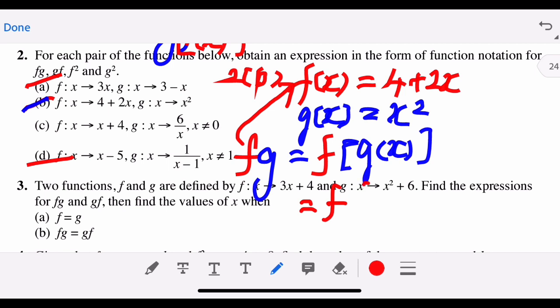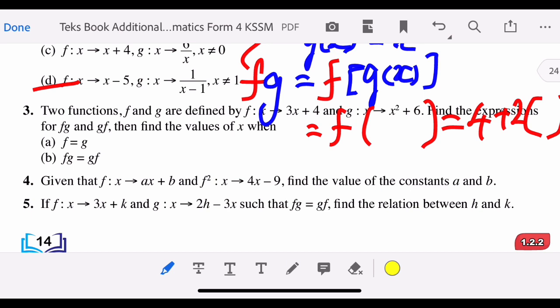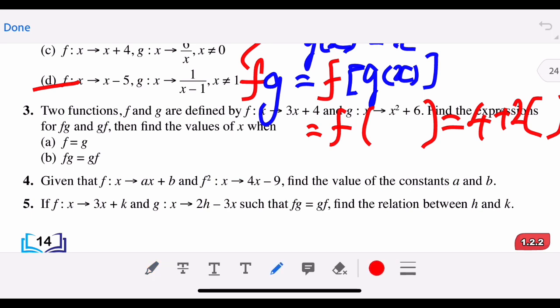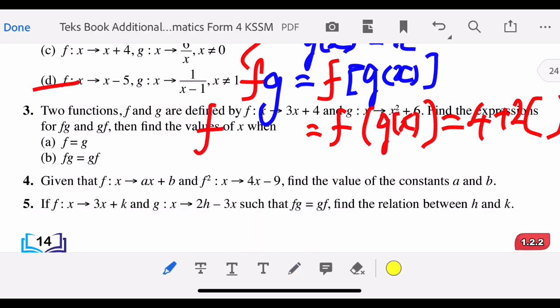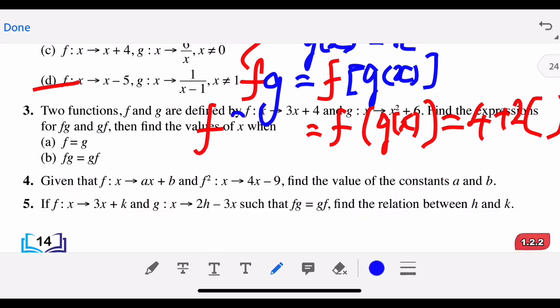If fx, you will get 4 plus 2x, right? So now you are given that the object is not x, the object now is gx. So you have to substitute the gx as the object. So the function is f and the object is gx. Okay, so you can write like this. For the object, we use a blue color to differentiate it.